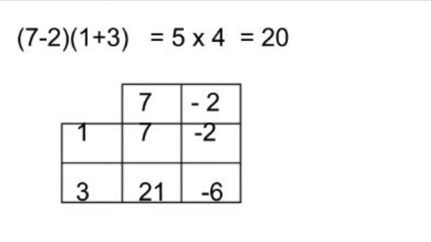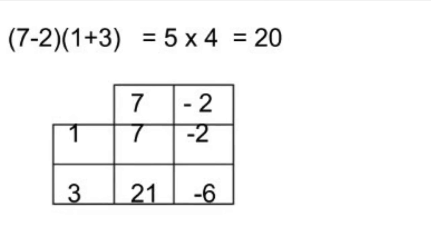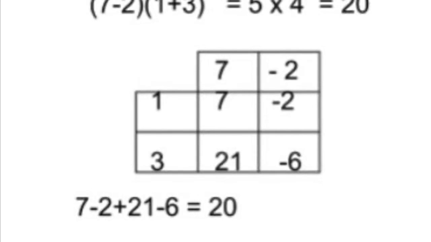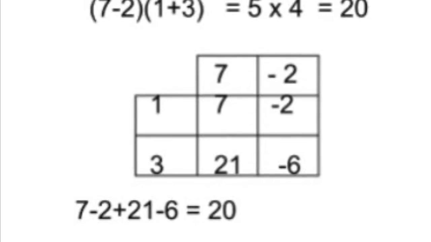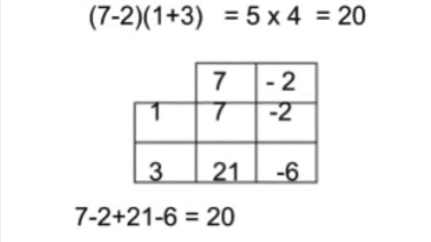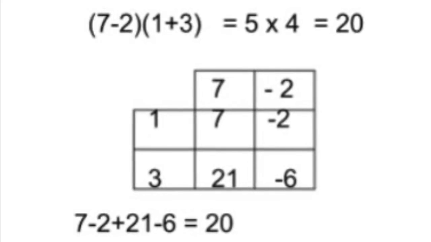So let's see, what do we do with those 4 numbers on the inside that we got from multiplying? What we do is we put them all together. So I'm going to take my 7 minus 2 plus 21 minus 6, and I get 20. Notice that when I put the 4 numbers together from the inside, I'm not multiplying them anymore. I'm simplifying. So I'm adding and subtracting.